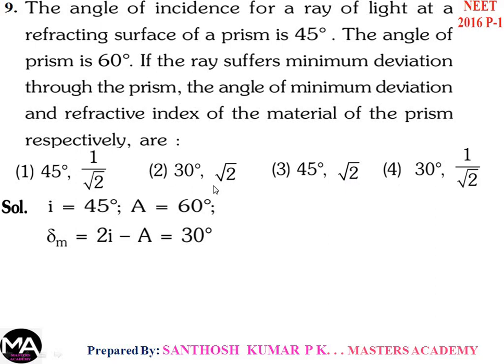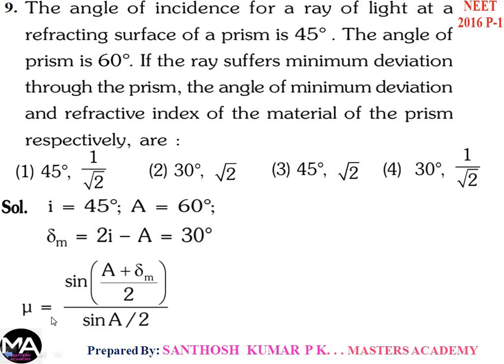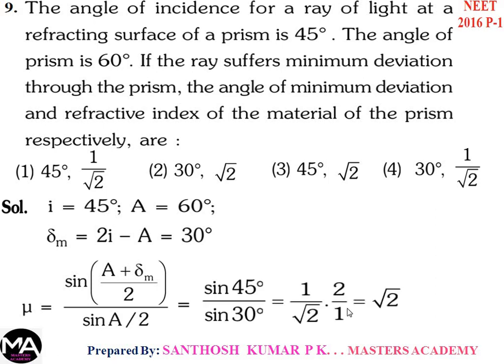So now what is the refractive index? We know that mu is equal to sine of (A plus delta m) by 2 divided by sine A by 2. So A is 60, delta m is 30. So 60 plus 30 is 90, 90 by 2 is 45. So sine 45 by sine 30. It is nothing but sine 45 is 1 by root 2 and sine 30 is 1 by 2. It becomes 2 by root 2, so we get root 2. Therefore, the minimum deviation delta m is 30 degree and the refractive index is root 2. So the option is the second one.